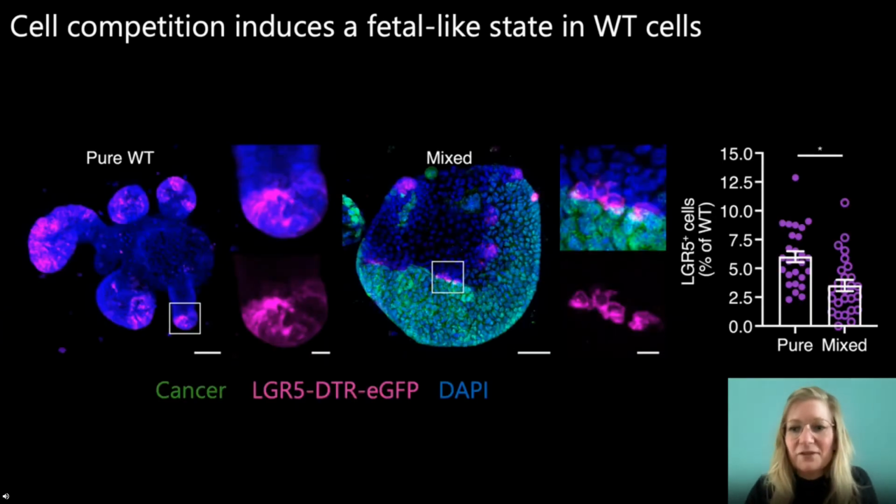Another characteristic of this response is the loss of cell types that are normally present in adult intestinal tissues, such as stem cells. And interestingly, in our mixed cultures, we observed that the wild-type population undergoes a morphological change. It loses these typical crypt-like structures that are normally present in intestinal organoids. And this also coincides with a reduction in the number of cells that are positive for the stem cell marker LGR5, confirming that during competition, mature cell types are lost in the wild-type population, and these cells revert to a primitive fetal-like state.